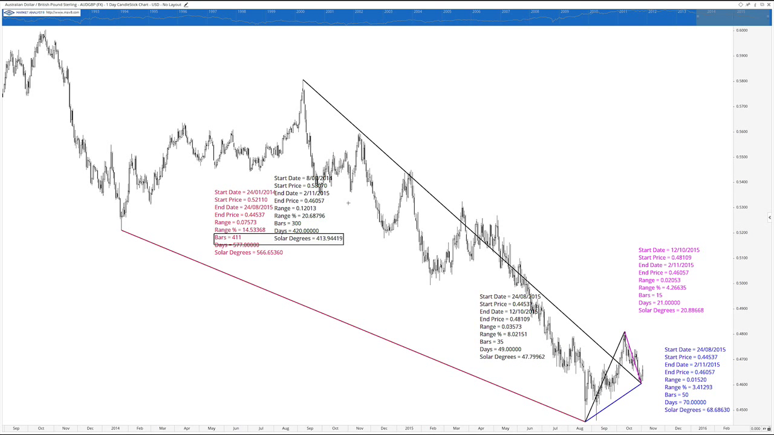So let's look in the daily chart now. Let's bring it in a bit closer. This is the last major low before what I consider the final low. And it did that in 411 trading days. And then the subsequent top after that low, down to the low yesterday, was 413 solar degrees.